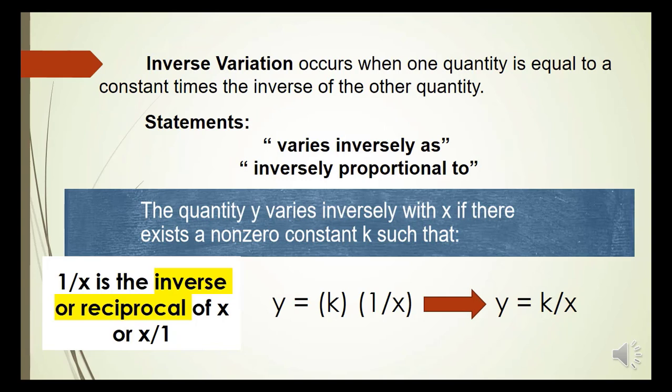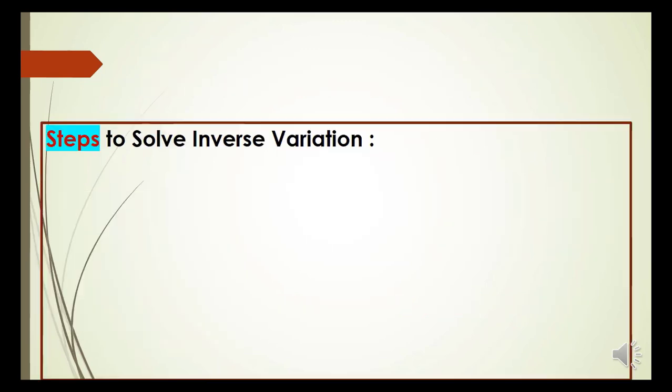If we make x into a fraction, x over 1. So the reciprocal of x over 1 is 1 over x. That's why constant times the inverse of the other quantity. Constant times the inverse of x, which is 1 over x, is equivalent to y equals k over x, because k times 1 is equal to k over the denominator x.